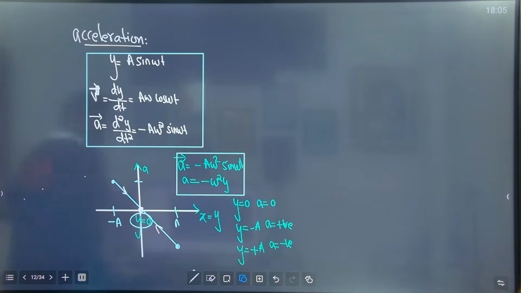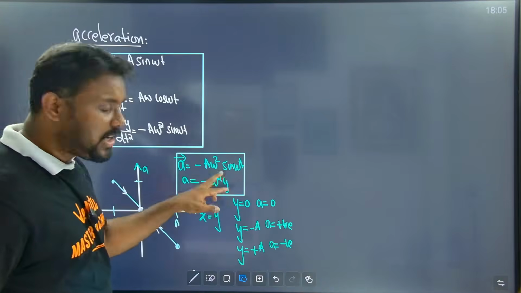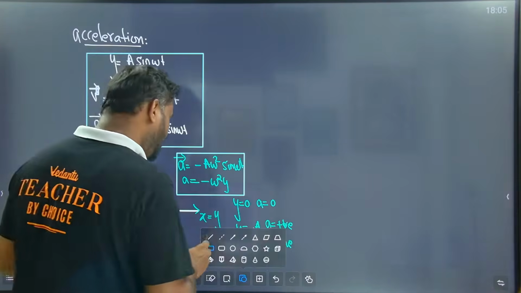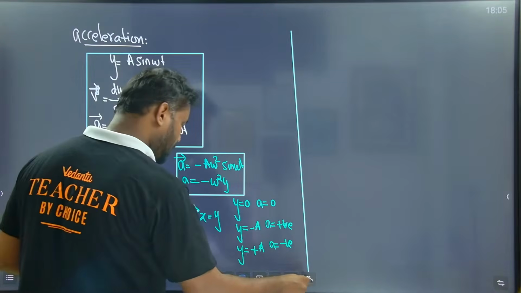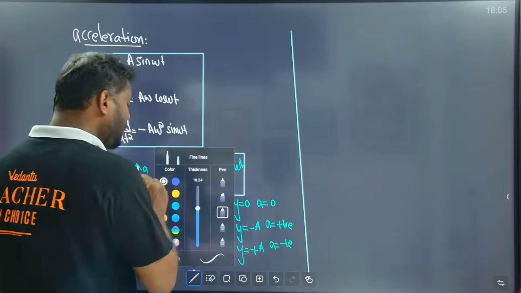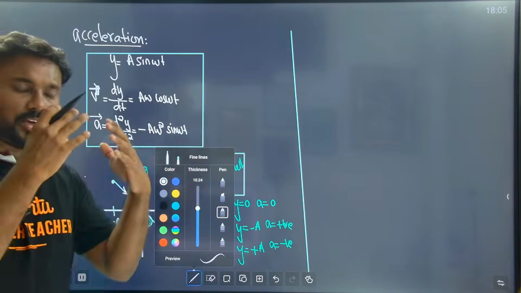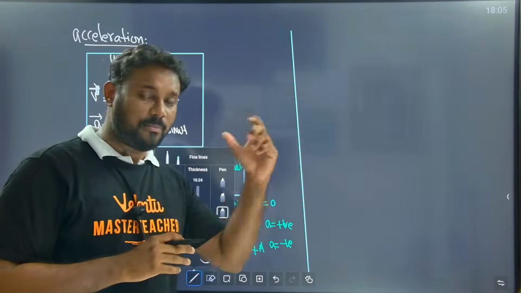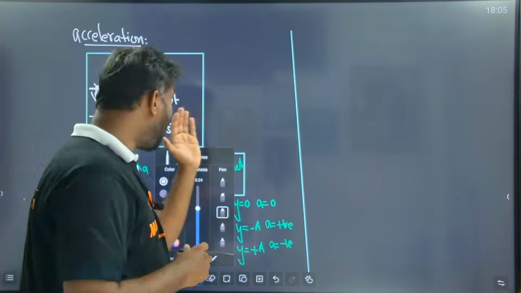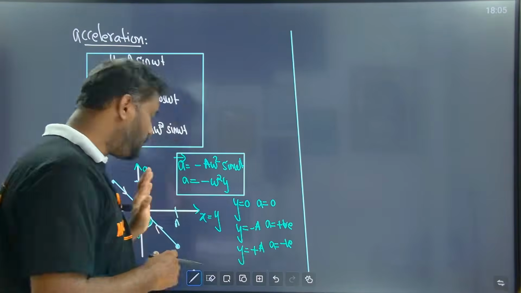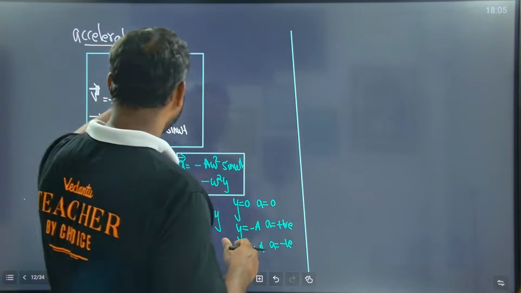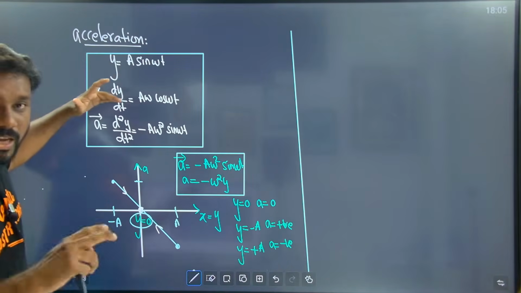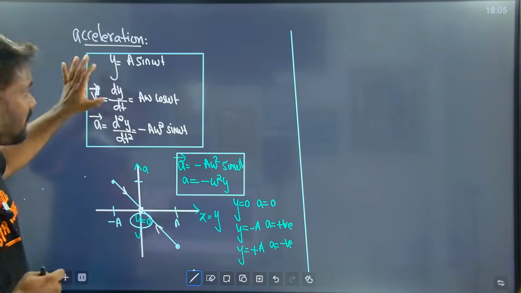Clear? So now we'll start. We have seen the relation between a and y. We have seen the relation between v and y. So now what we are going to discuss, listen carefully. We started and completed the graph of the velocity and y, and now we have represented acceleration with y. Now we are going to discuss it in terms of functions. What is the phase difference between position and velocity? We'll discuss that. First we'll start.